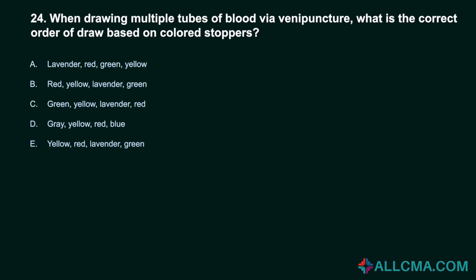24. When drawing multiple tubes of blood via venipuncture, what is the correct order of draw based on colored stoppers? A. Lavender, red, green, yellow. B. Red, yellow, lavender, green. C. Green, yellow, lavender, red. D. Gray, yellow, red, blue. E. Yellow, red, lavender, green. Correct answer, E. Yellow, red, lavender, green.